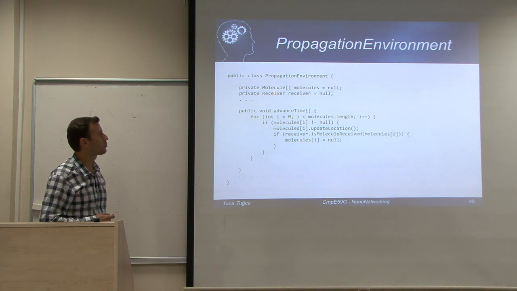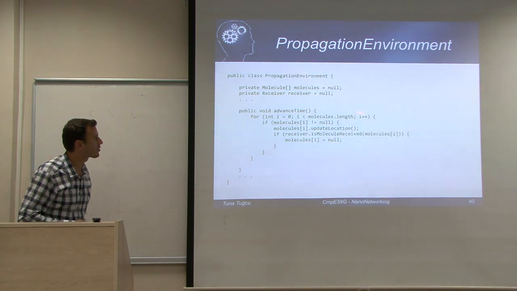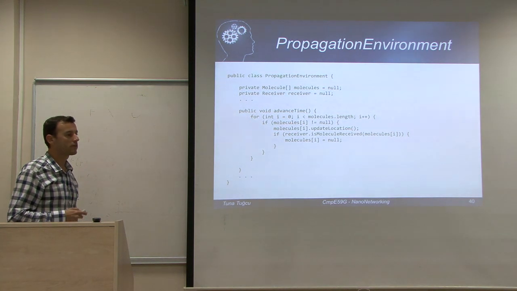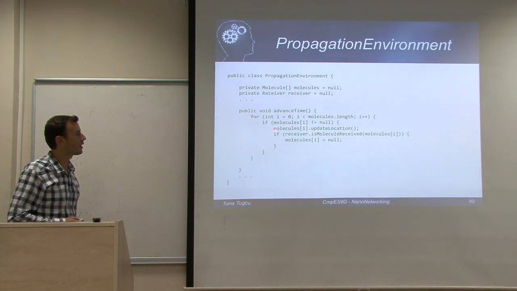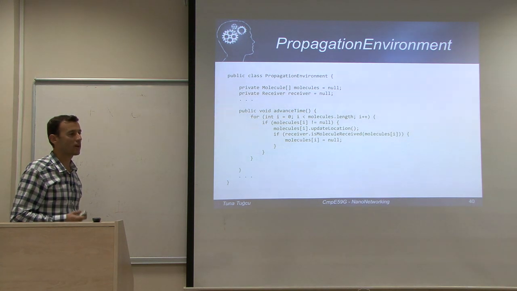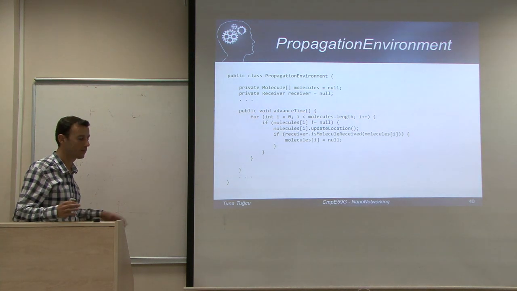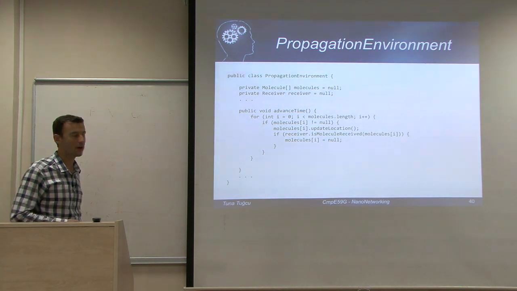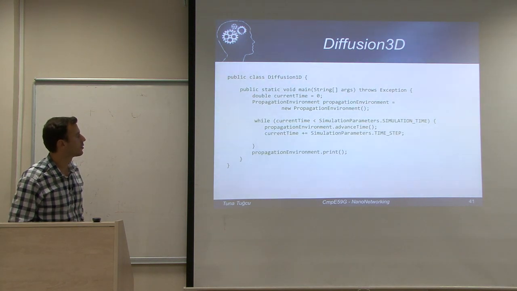And this is managed by the propagation environment, so it has an array of molecules, and it has a receiver. At each time step it first updates the molecule location, and the molecule is set to null if it is received, so that we don't keep track of it. If it is not null, then its location is updated and it is checked if the receiver has received it. If it is received, it is set to null and removed from the environment. So simple, only an extension to 3D: we have a receiver and we check if it is received by the receiving nanomachine. And this part is also similar to what we have.